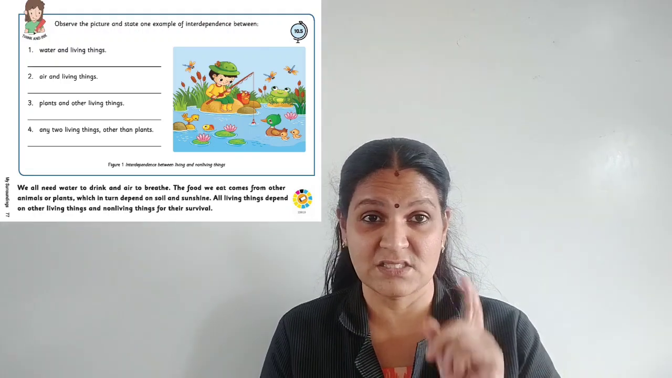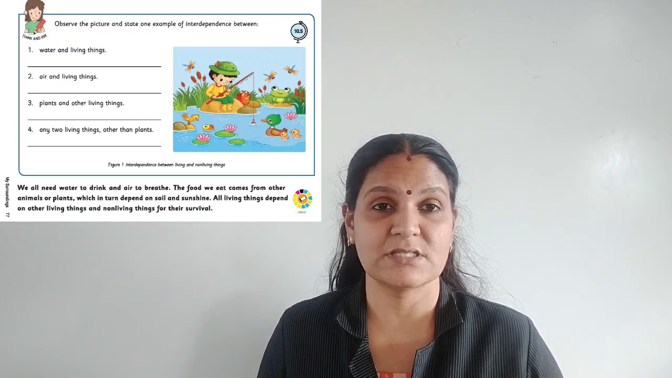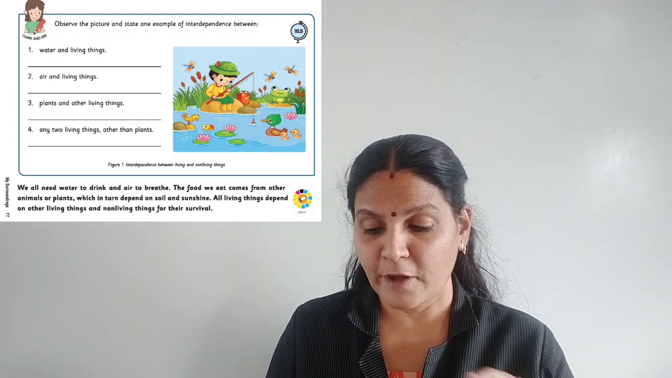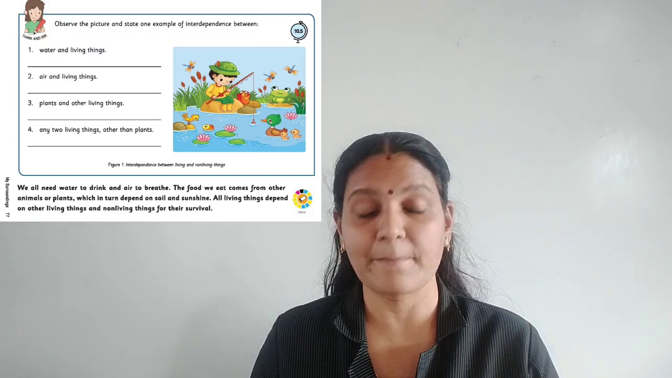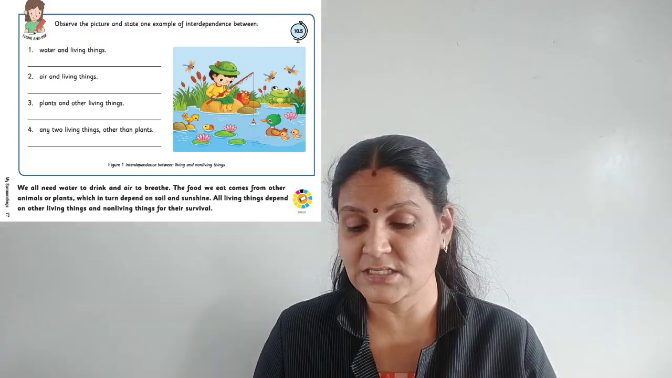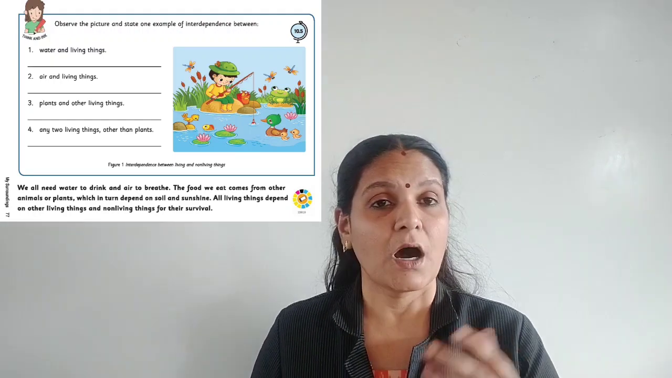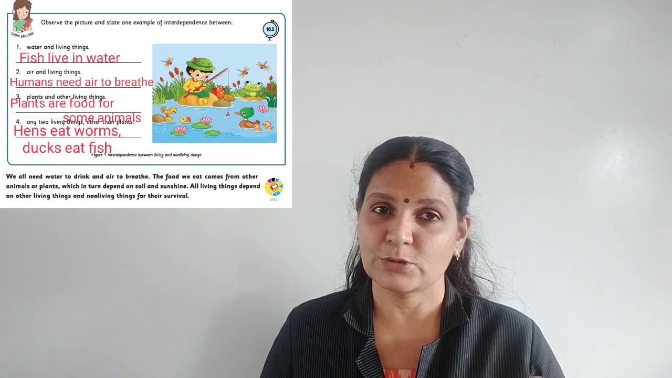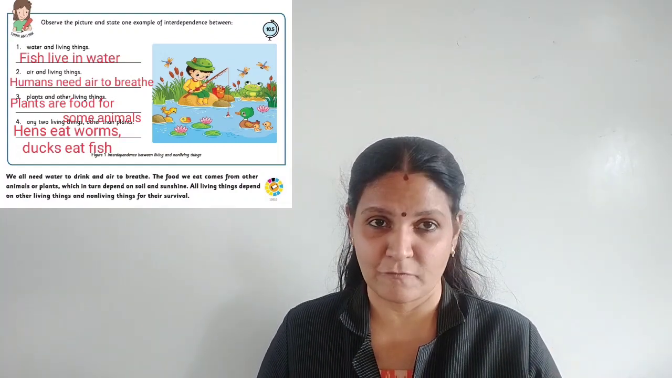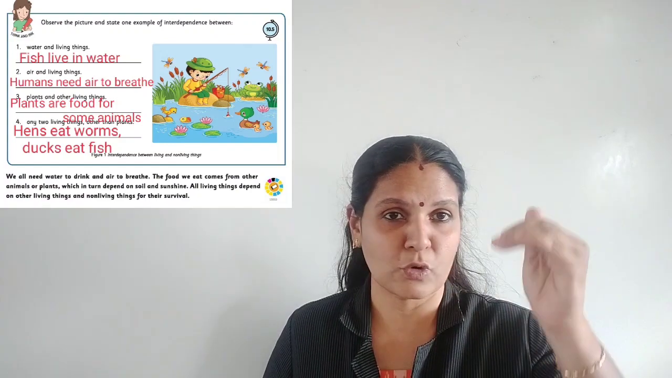We have an activity, very interesting activity, page number 77, activity number 10.5. You have been given a picture here and you have to write one example of interdependence between, the first one is water and living things. How this water and living things are interdependent? You tell me. Yes, the fish live in water and the plants cannot live without water. They need water to grow.